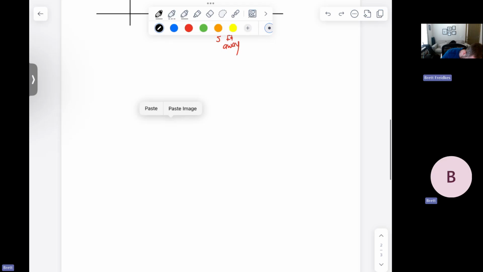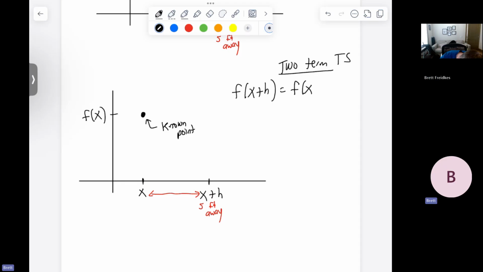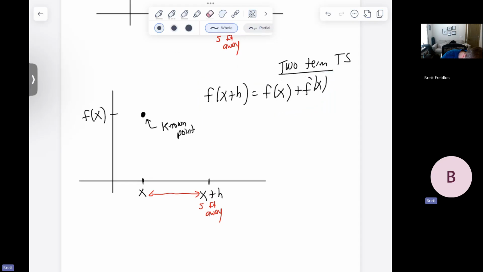Let's try this again. I'm going to paste the same exact thing. And now let's say I do a two-term Taylor series. This is f of x plus h is f of x plus f prime of x times h.